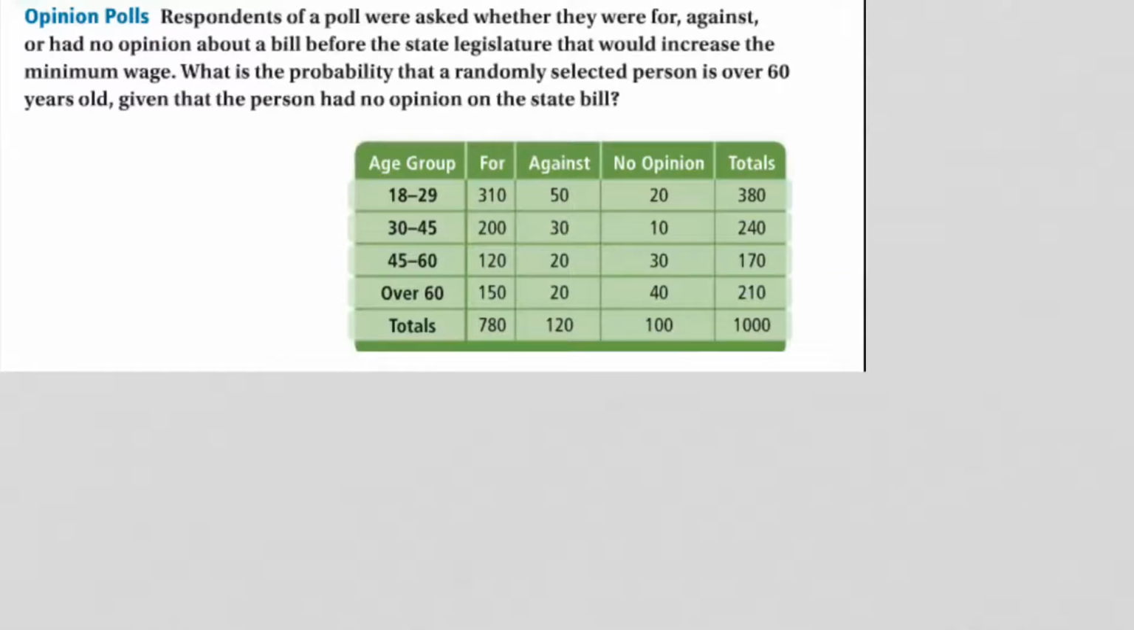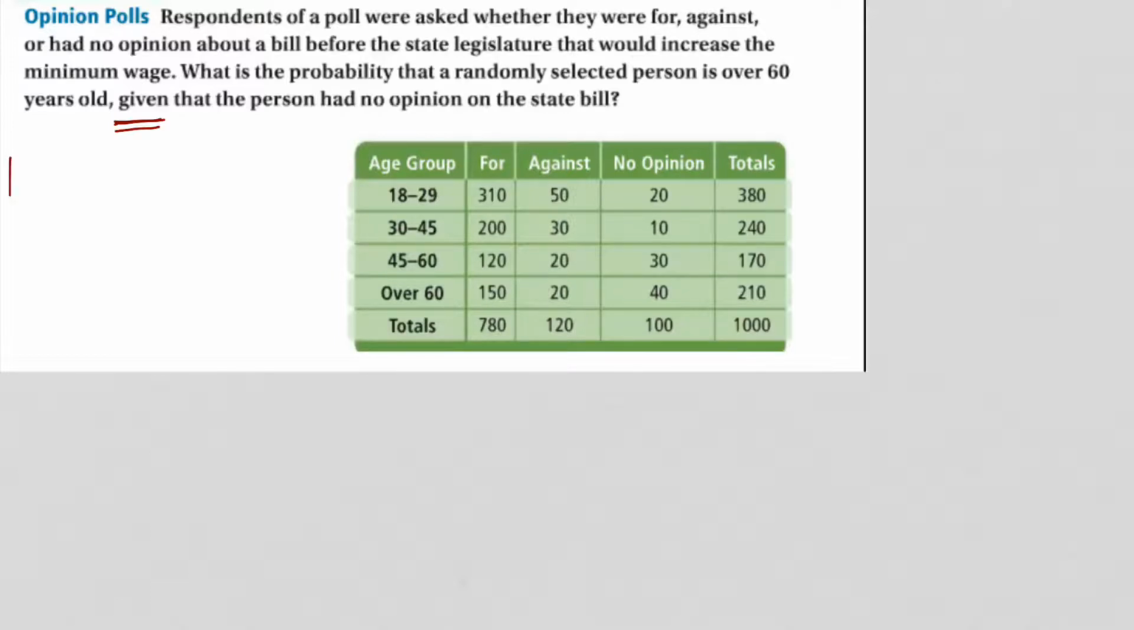Okay, here's this big table. We're going to have a couple of questions based on this table. These are age groups of a poll taken about who is for or against or has no opinion about a bill that would increase minimum wage. So here's our first question. What is the probability that a randomly selected person is over 60 years old, given, so here's that word given, that the person had no opinion on the state bill?